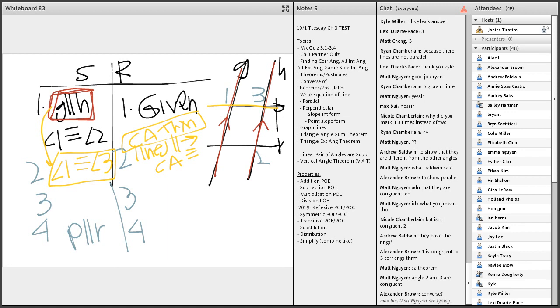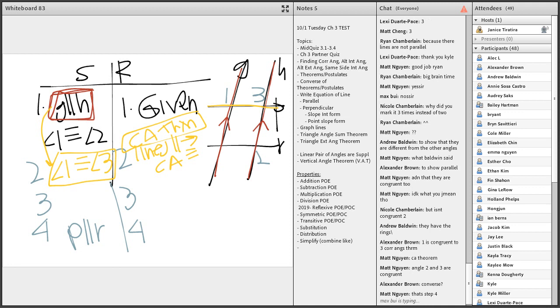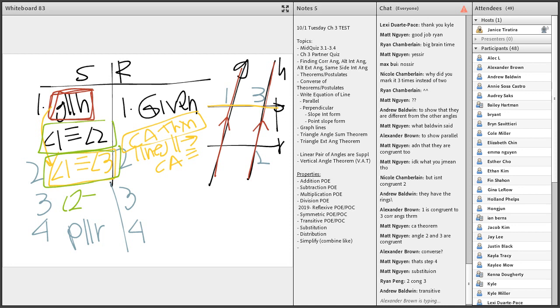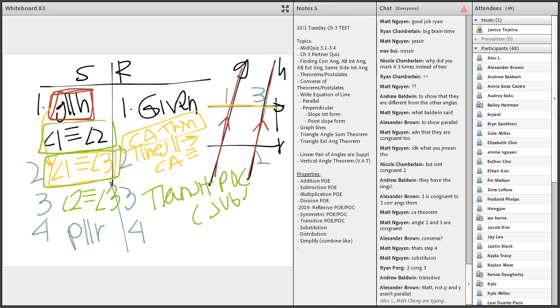So then you're like, well, what can I do? Well, I didn't use the other given. So now I'm going to use the other given, 1 and 2, and use 1 and 3, and I can say something about that. I can say angle 2 is congruent to angle 3. Yes, right? So this is either transitive property or substitution. So transitive, POC or substitution. Both work in this case.